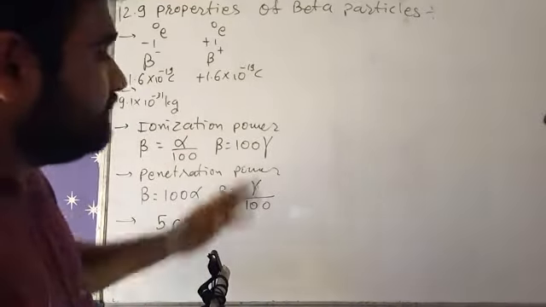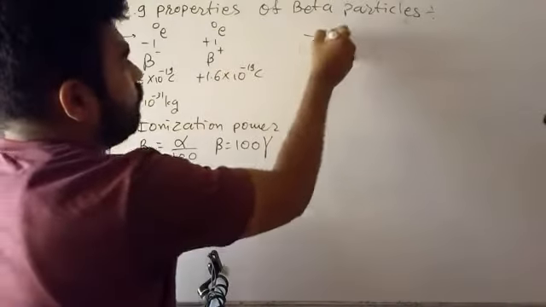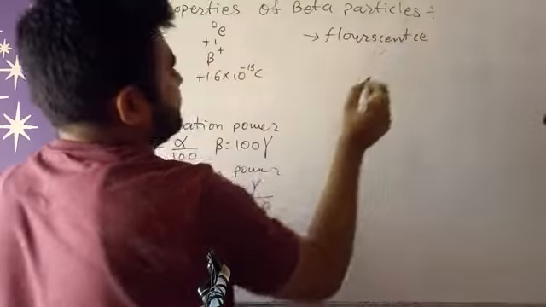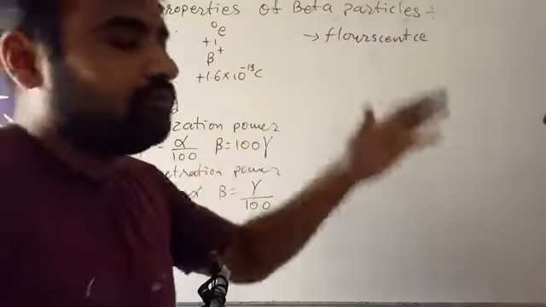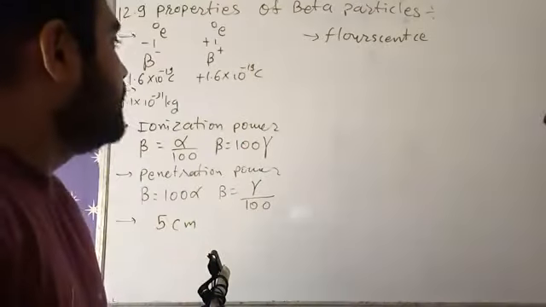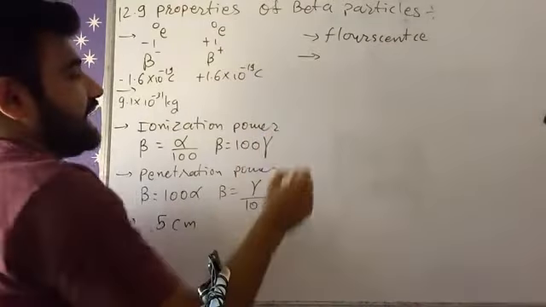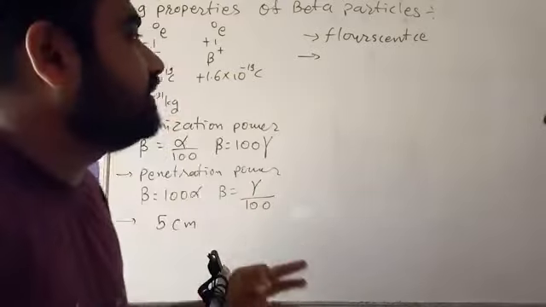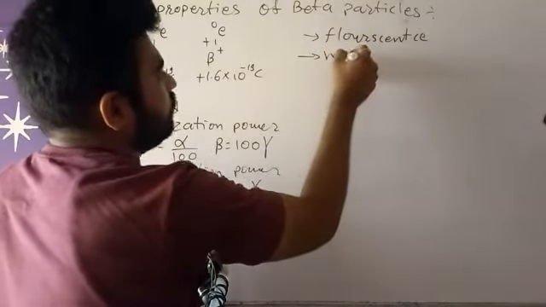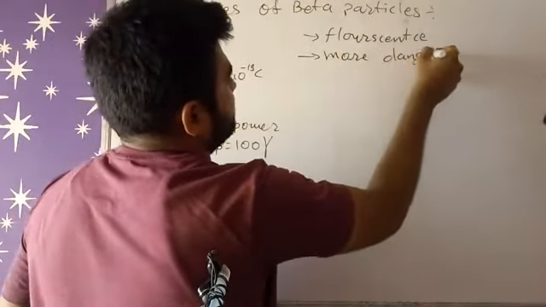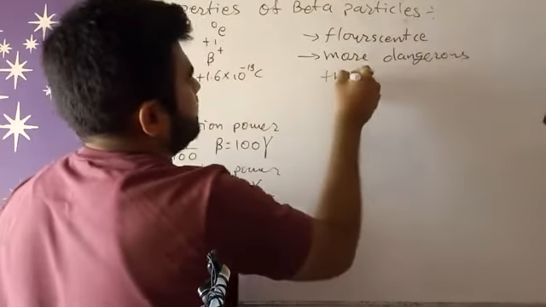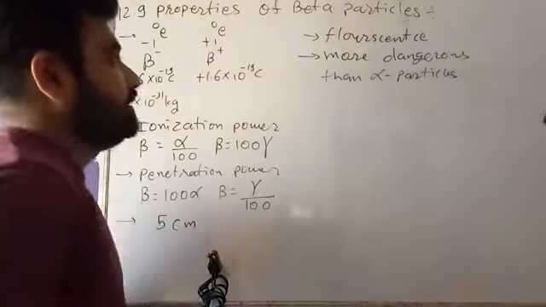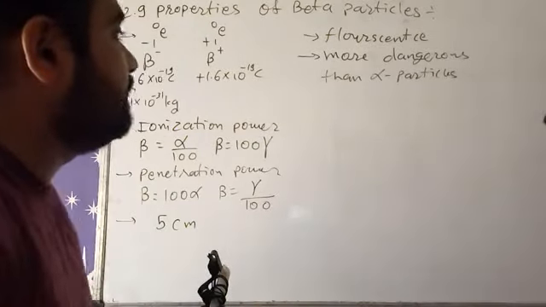Now beta particle gives fluorescent effect to the fluorescent material. Because beta particle can penetrate more, that's why it is more dangerous than alpha particle. So more dangerous than alpha particle, right? So that is more dangerous than alpha particles.